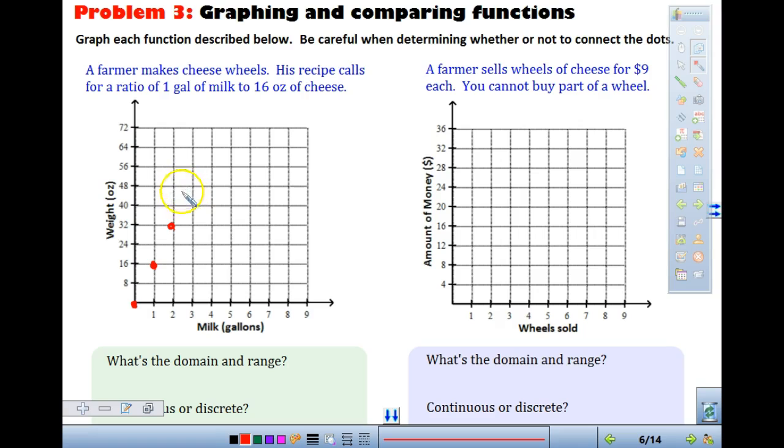At 3 we're at 48, right? Okay. Could I use half a gallon of milk and make some cheese? Yes, I could measure in a cup a half a gallon. Could I use 3.5 gallons of milk? Yes. If I use 3.5, it's probably going to be right here, right? So if we are looking at this one, are we talking continuous or discrete? Continuous.